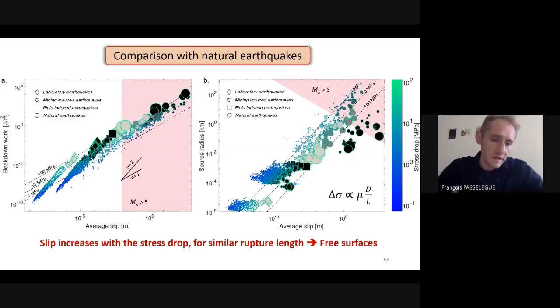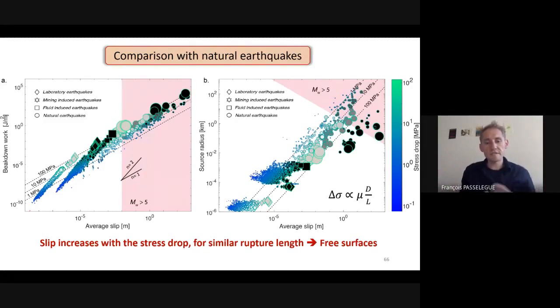You can see here the evolution of the average slip for each event as a function of the source radius. And this relation is expected to increase as a linear function. So the average slip is supposed to follow the dashed lines on the right panel, because the larger the source radius, the larger the crack, and the larger the energy released in the medium. And it's not what we see from natural data. What you see from natural data is that for the same source radius, the slip can increase if you increase the stress drop.